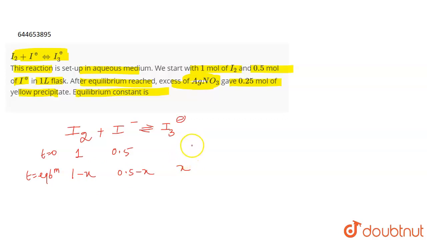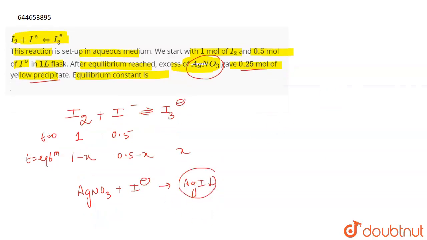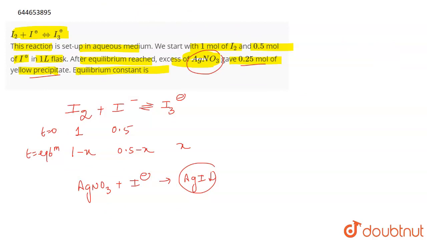According to the stoichiometry. Now it says that after the equilibrium is reached, excess of AgNO3 gave 0.25 mole of yellow precipitate. So when AgNO3 reacts with excess of iodide, it leads to the formation of AgI, and this AgI is the yellow precipitate that they're talking about in the question, right? Now, what will happen? It says that 0.25 mole of the yellow precipitate is formed. So if 0.25 mole of AgI is formed, it means that 0.25 mole of I negative is present, right?